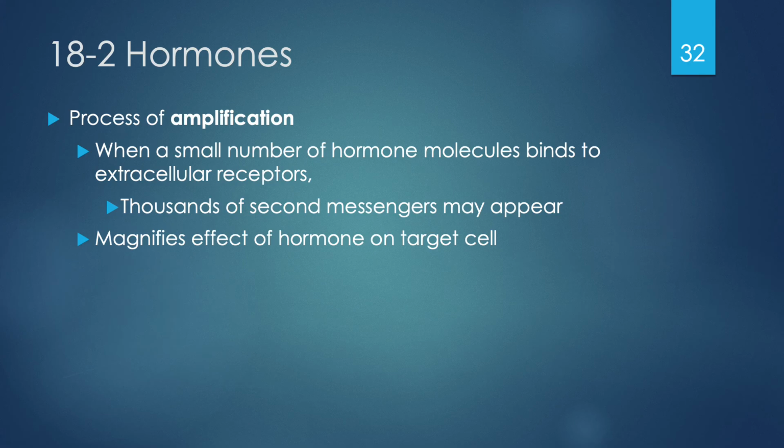When just a few hormone molecules bind to extracellular receptors, we'll see that there are even thousands of second messengers that appear. And this has the effect of magnifying the hormone on the target cell. This process is called amplification.